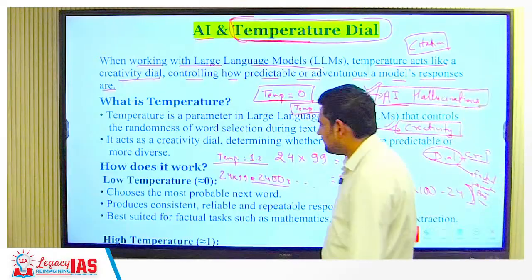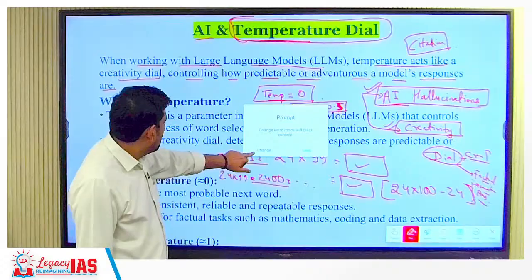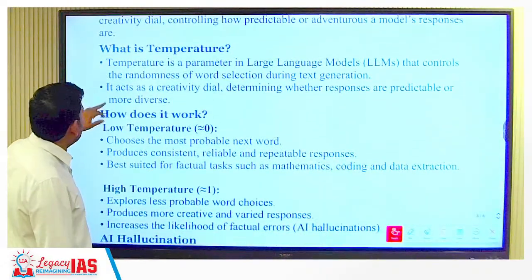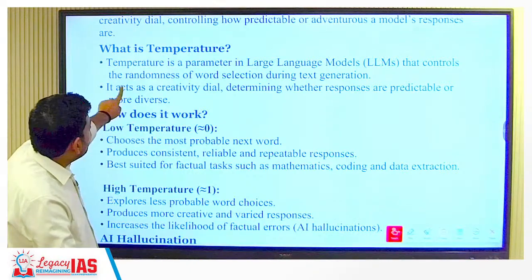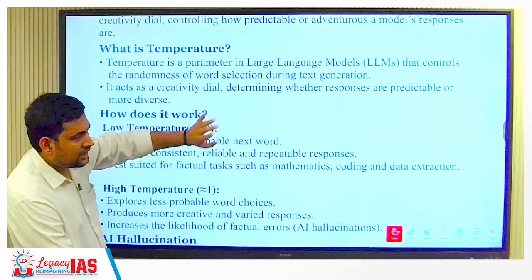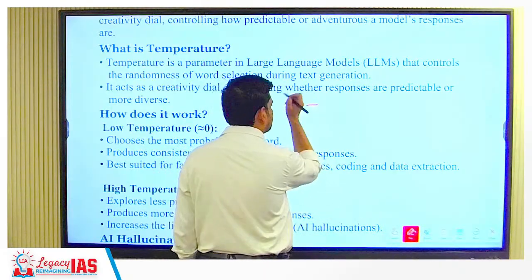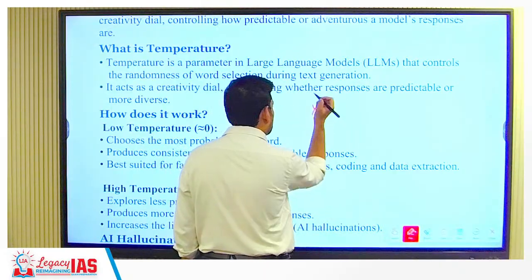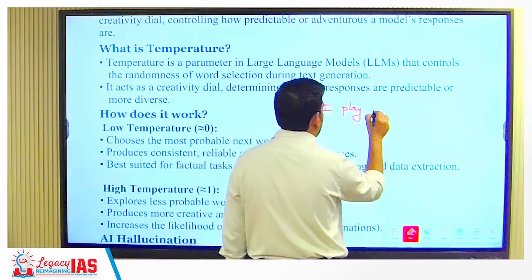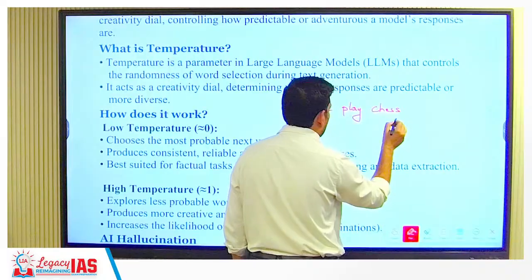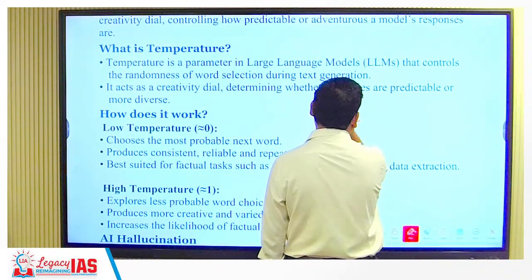Now, if you understand all this, see, so what is temperature? Temperature is a parameter in LLMs that controls the randomness of word selection during text generation. Now, so here what is happening? For example, let's see.